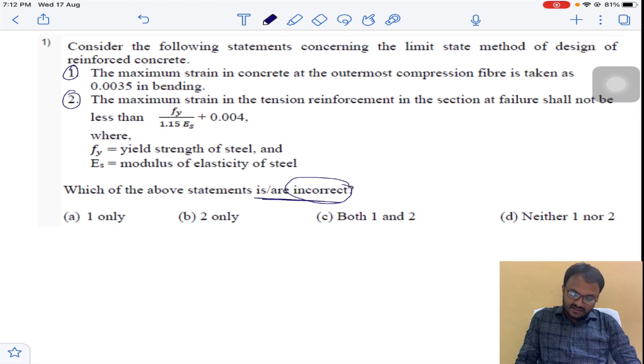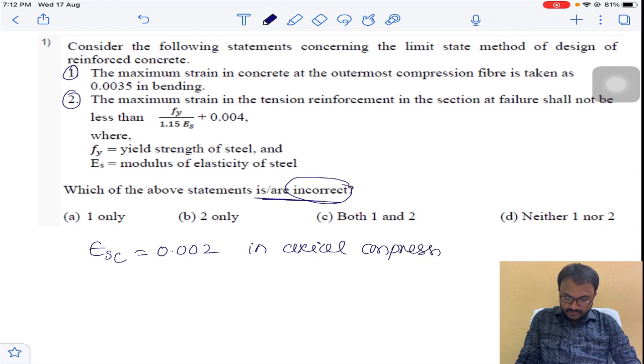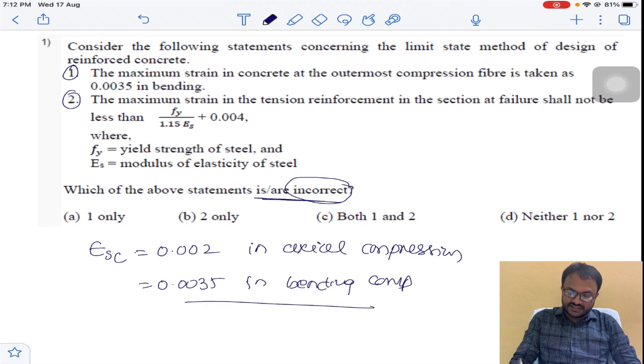So generally, the maximum strain in concrete, epsilon c, is equal to 0.002 in axial compression, and that is equal to 0.0035 in bending compression. So statement 1 is a correct statement.